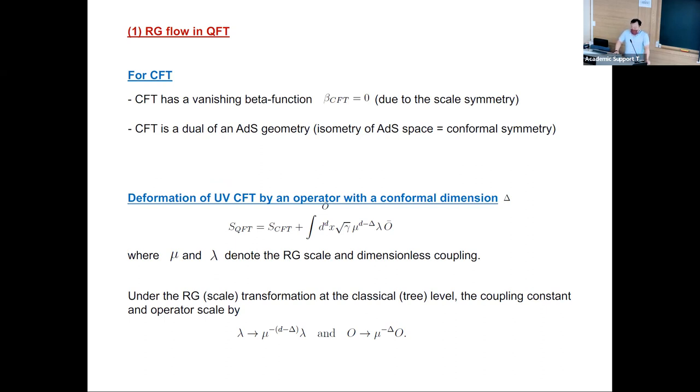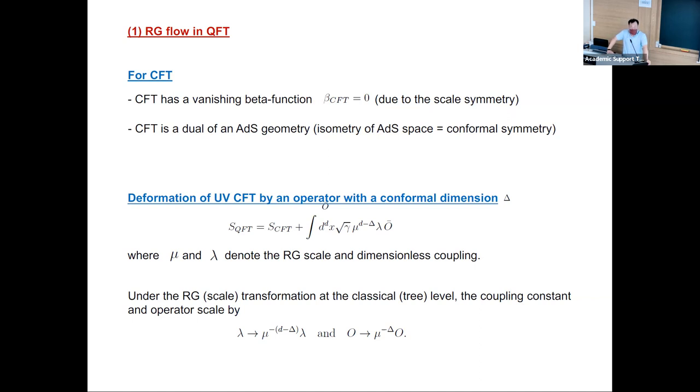In the conformal field theory case, we are interested in the AdS/CFT correspondence. Conformal field theory is a theory which has scaling symmetry. In that case, there's no energy scale dependence. This becomes clear when you consider the beta function of the interaction. The beta function being zero is one of the consequences of conformal field theory. If there's a vanishing beta function, then we can apply the AdS/CFT correspondence.